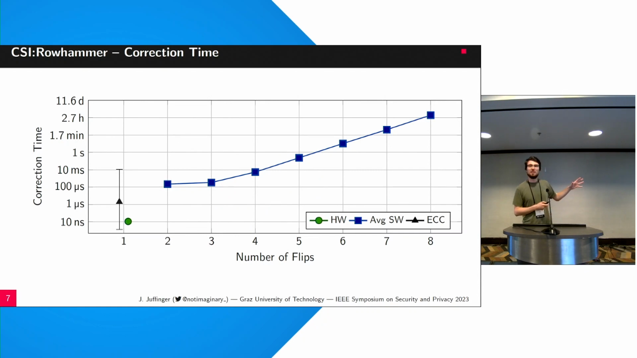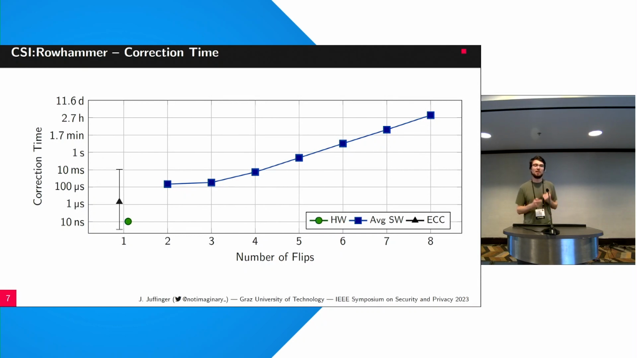This is our correction time. We need to correct bit flips with our brute force search. We can see for a single bit flip, which we do in hardware, we're in the range of a few nanoseconds. You can also see how long it takes for ECC DRAM to correct bit flips. There's a huge range that we took from different papers that looked at ECC.